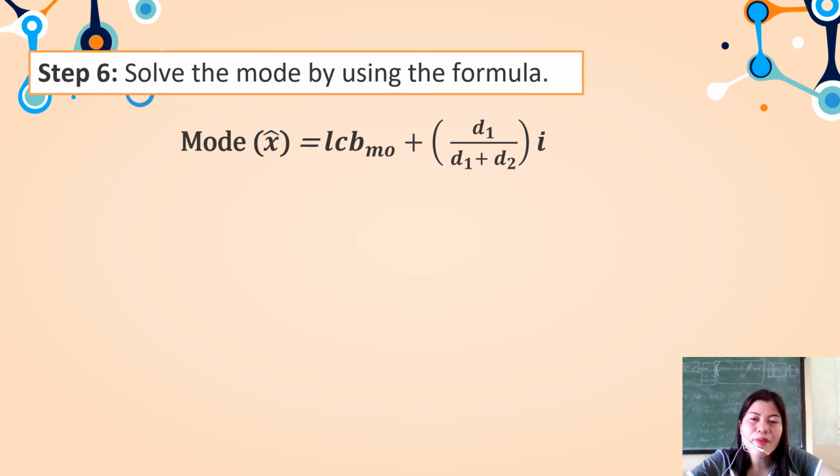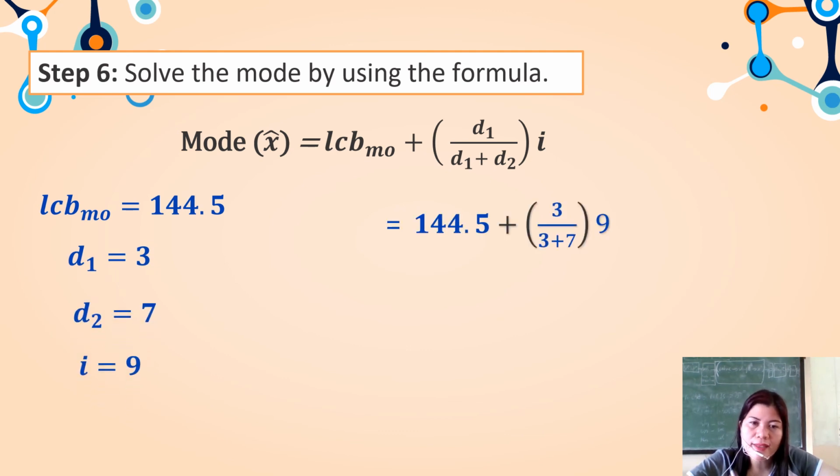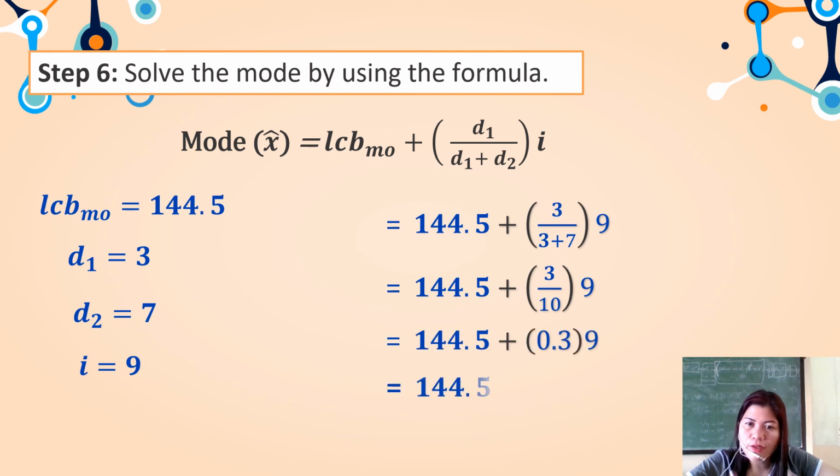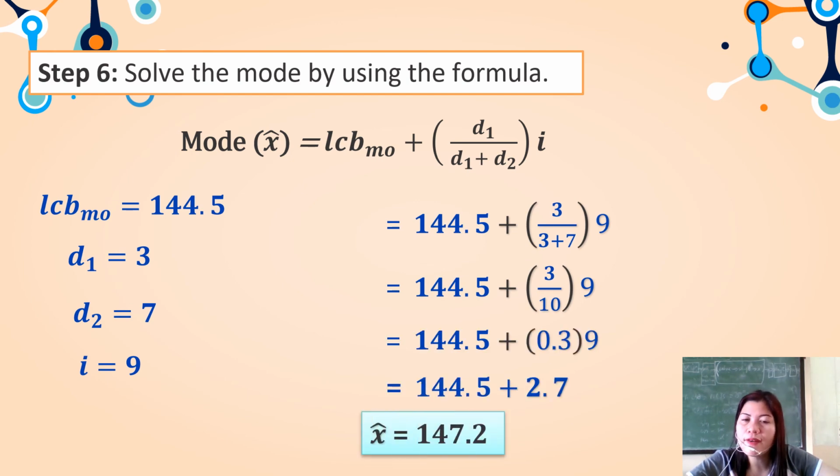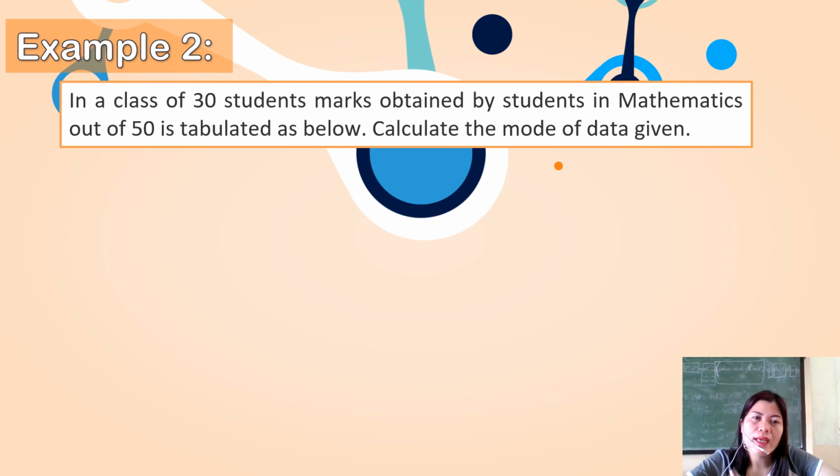So, this is now the time that we can solve for the mode. So, just simply substitute all the data that we have to the given formula. So, you have there 144.5. D1 is 3, D2 is 7, I is 9. Substitute all. So, therefore, our mode now is 147.2. This is our mode. Okay? So, for example 2, in a class of 30 students, marks obtained by students in mathematics out of 50 is tabulated as below. So, calculate the mode of the data given.